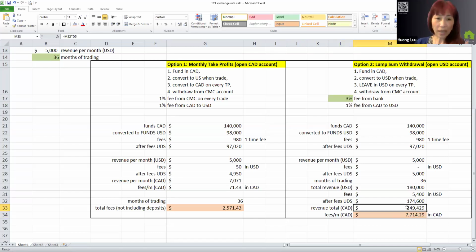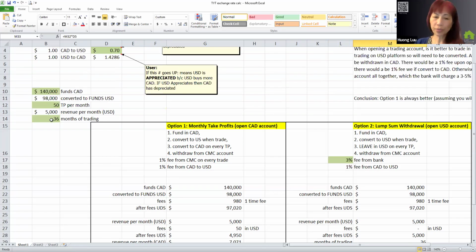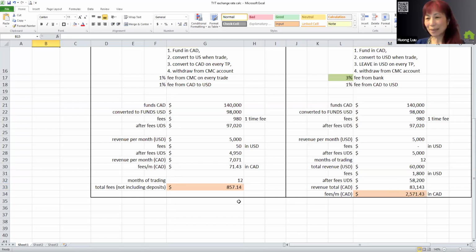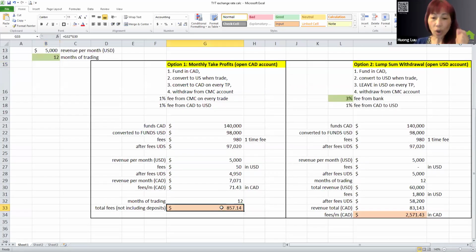Okay. So now let's just say we run this and it's not 3 years, but 12 months. Does that make a difference? Okay. It doesn't make a difference, right? Because it's the time frame of how many take profits we're going to have. So it's in proportion. So in this case, if we had the 50 take profits, then our total fees at the 1%, if we were to convert it every single time, would be 850 compared to the 2,500. So it's still better to go with option one.